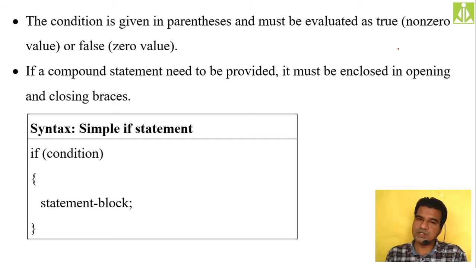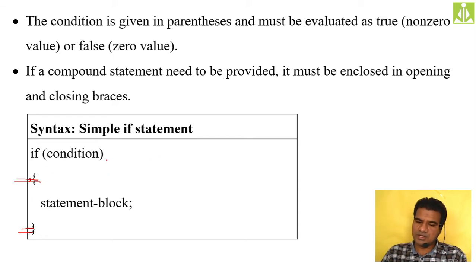So then we have, the condition is given in parenthesis. Here they are explaining how we use the simple if statement in programming. The condition is given in parenthesis and must be evaluated as true, non-zero, and false, 0. Okay, if there is only one single statement, there is no need to use a compound statement, that is a block. And if there are multiple statements to put under the body of this if statement, then you need to use the block.